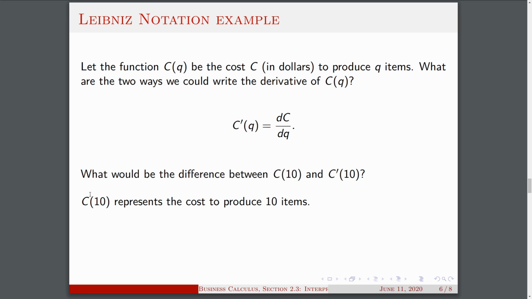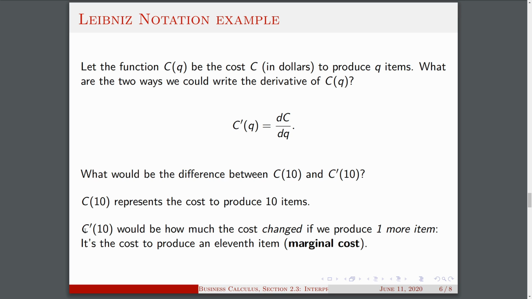So make sure you're clear on that. C of 10 is the cost at 10 items. So the cost to produce 10 items. That's what C of 10 represents. It's an expression for the cost to produce 10 items. All right, we don't necessarily need the actual number, the actual cost, to talk about what that means.